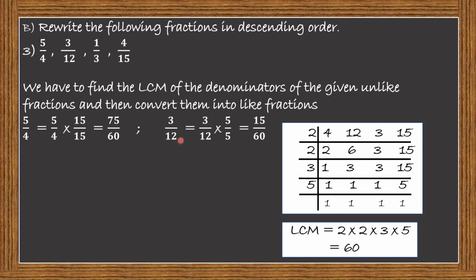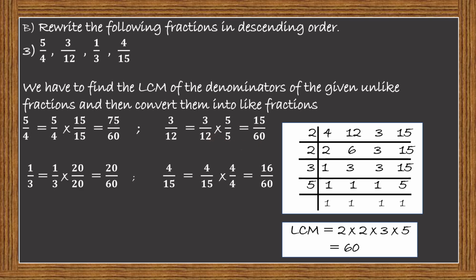Now I have to convert this 12 into 60. I know the table of 12. 12 ones are 12, 12 twos are 24. Likewise I will continue, and 12 fives are 60. So you have to multiply 3 by 5 and 12 by 5. So 3 5s are 15 and 12 5s are 60.